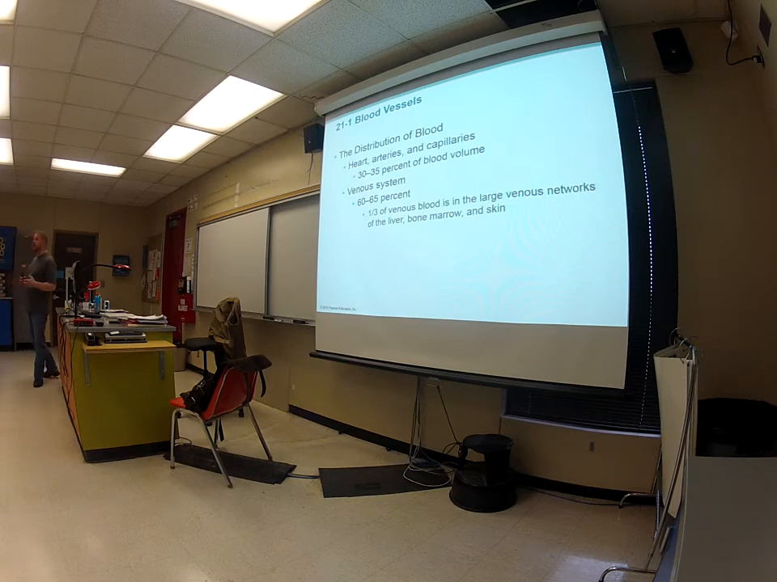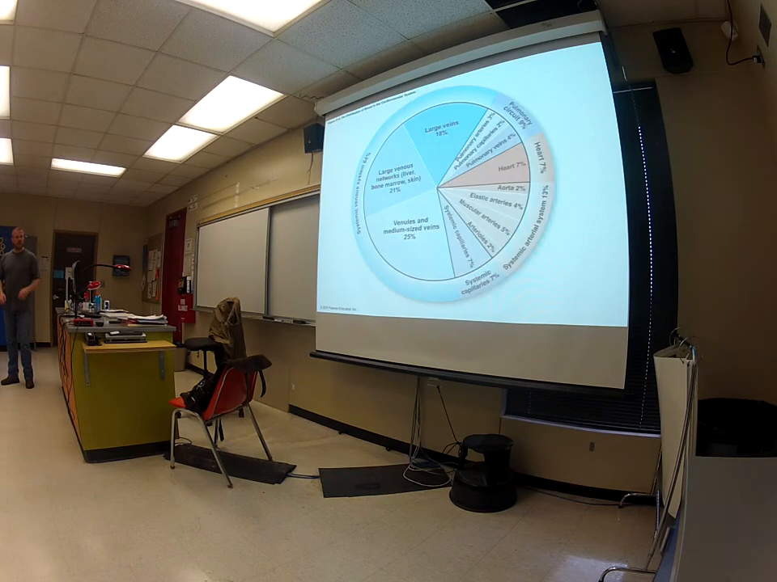How many people had a really big breakfast this morning? Didn't think so. So it's not in your stomach. You don't have the blood in the stomach, it's actually in your skin. Look at that: 21% skin, liver, and bone marrow. That's a pretty hefty number. Venules and medium-sized veins, 25%. Large veins, 18%. The heart does get 7%, and then look at the rest of it.